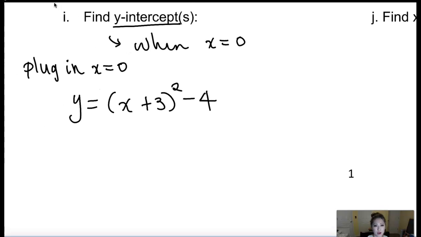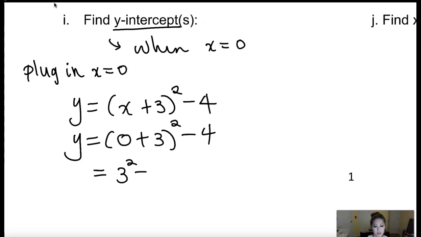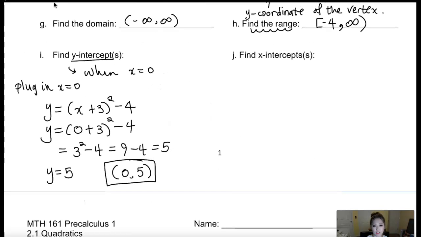So if I want to find the y-intercept, I'm going to plug in x equals 0. 0 plus 3 squared minus 4, which is 3 squared minus 4. 9 minus 4 is 5. So the y-intercept is at 5. If I want to write this as an ordered pair, that will be (0, 5). Let me go ahead and plot this on the graph that we have. So (0, 5) is going to be the y-intercept.